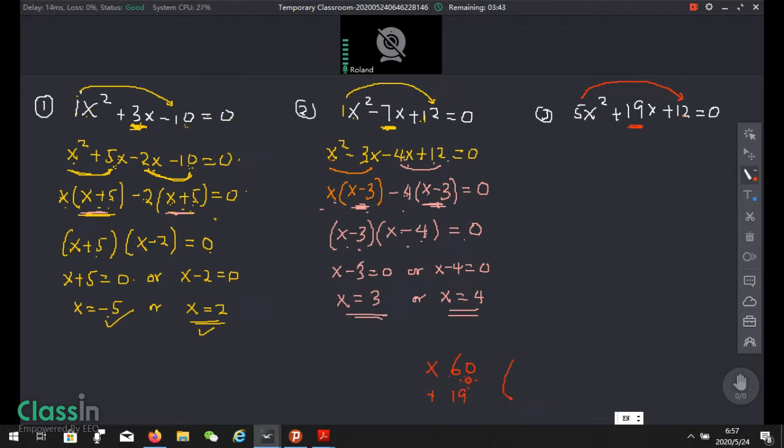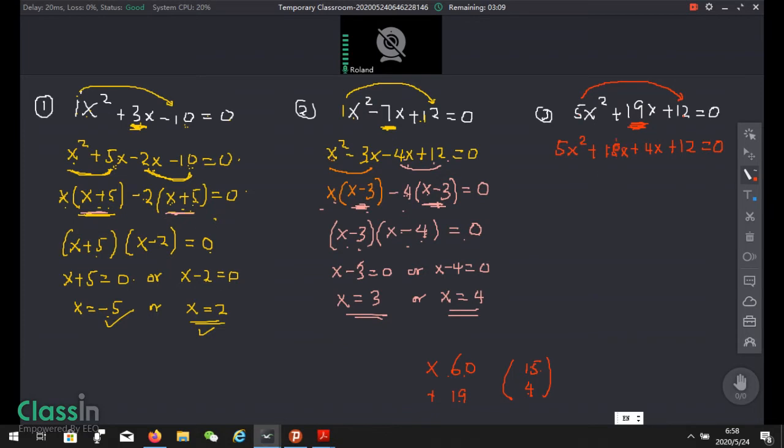Which two numbers could that be? If we multiply, we get 60. But when we add, we get 19. I think it's 15 and 4. Because 15 plus 4 is 19, and 15 times 4 is 60. So we substitute 15 and 4 in place of 19x. It doesn't matter which one comes first. So 5x squared plus 15x plus 4x, of course, plus 12 equals 0.